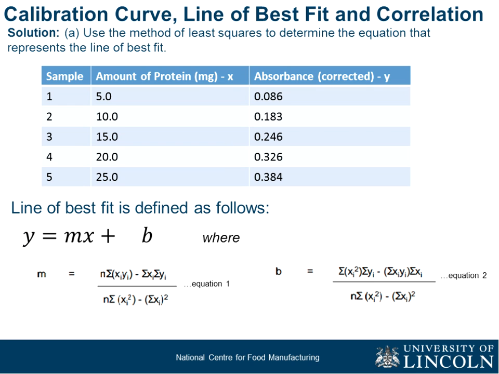Now, you remember the amount of protein is your X. The amount of the absorbance is your Y. And don't forget that if you want to use the line of best fit, you need this formula, Y equals MX plus B. This is the formula you will need to determine your line of best fit.